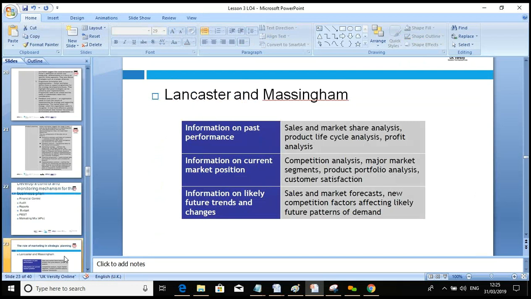So next we're looking, according to Lancaster, at the information we need on past performance for the control, information on the current market position, and information on likely future trends and changes. So that comes under marketing.